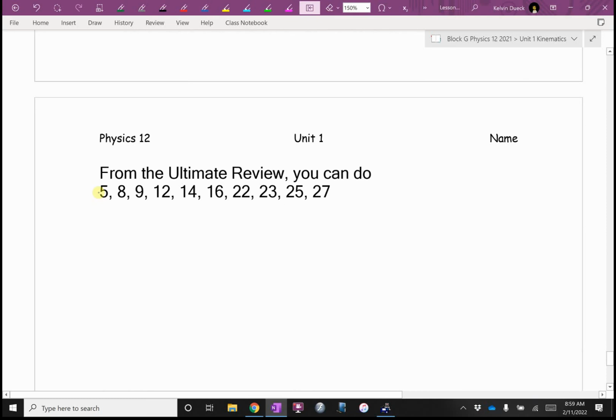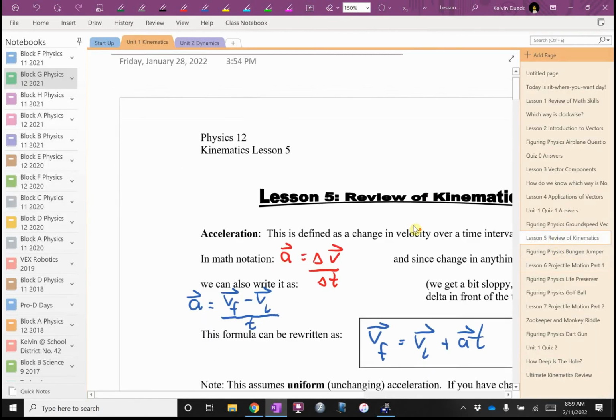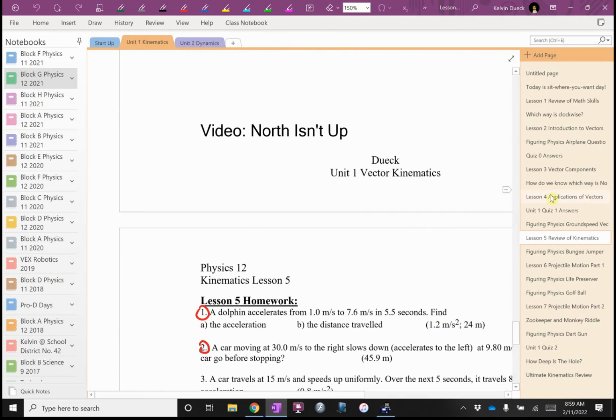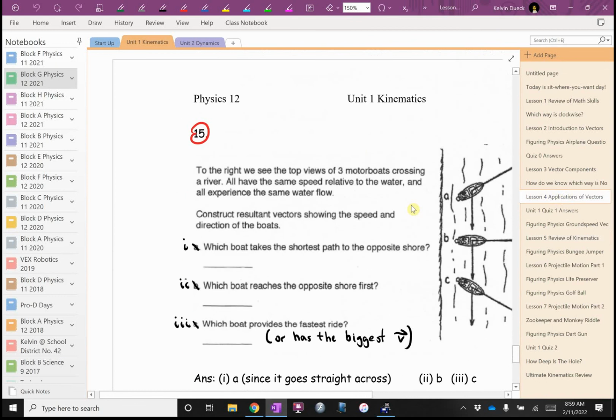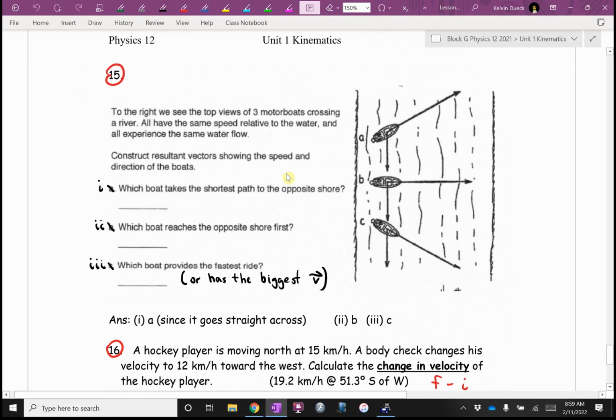And I'm going to press pause because I also know several of you had questions from the homework from previous lessons. Somebody was asking from lesson 4, it was the river. This one, number 15. I'll just bring it up here. It says, to the right, we see the top views of 3 motorboats crossing a river. They all have the same speed relative to the water, so they're all going to have their motor on at the same speed.